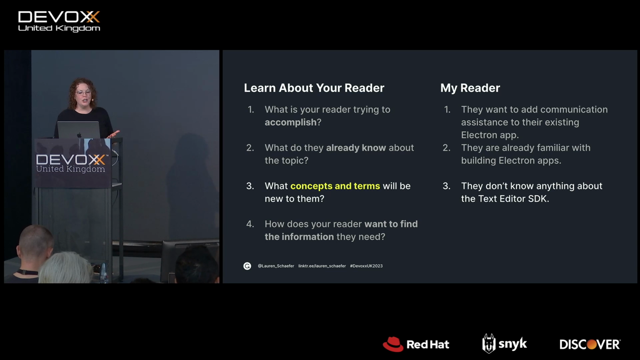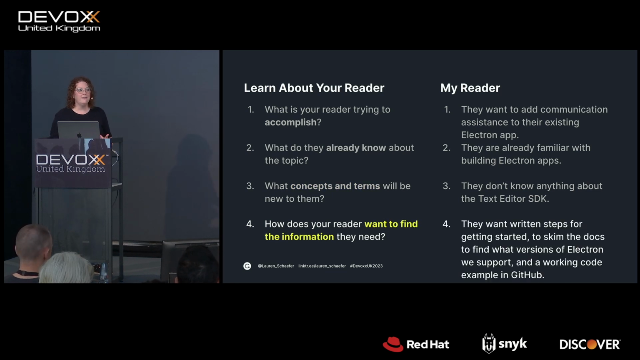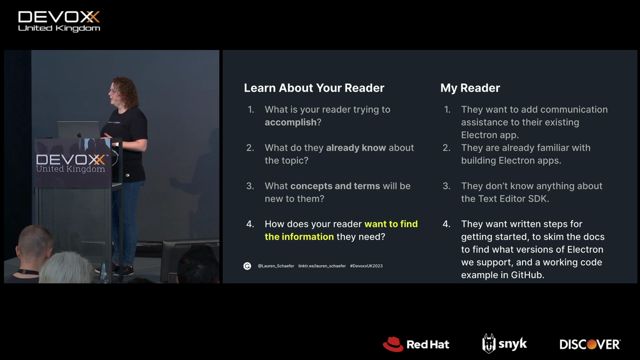What concepts and terms will be new to them? I assumed they didn't know anything about the SDK. And finally, how do they want to find the information that they need? Well, I assume they want really detailed, clear, written steps for how to get started. They want to be able to skim the docs to find what versions of Electron we support. They don't want that buried in the prose. They want that to be a very clear heading. And they also probably want a full working code example in GitHub. So, best practice number 3, learn about your reader.